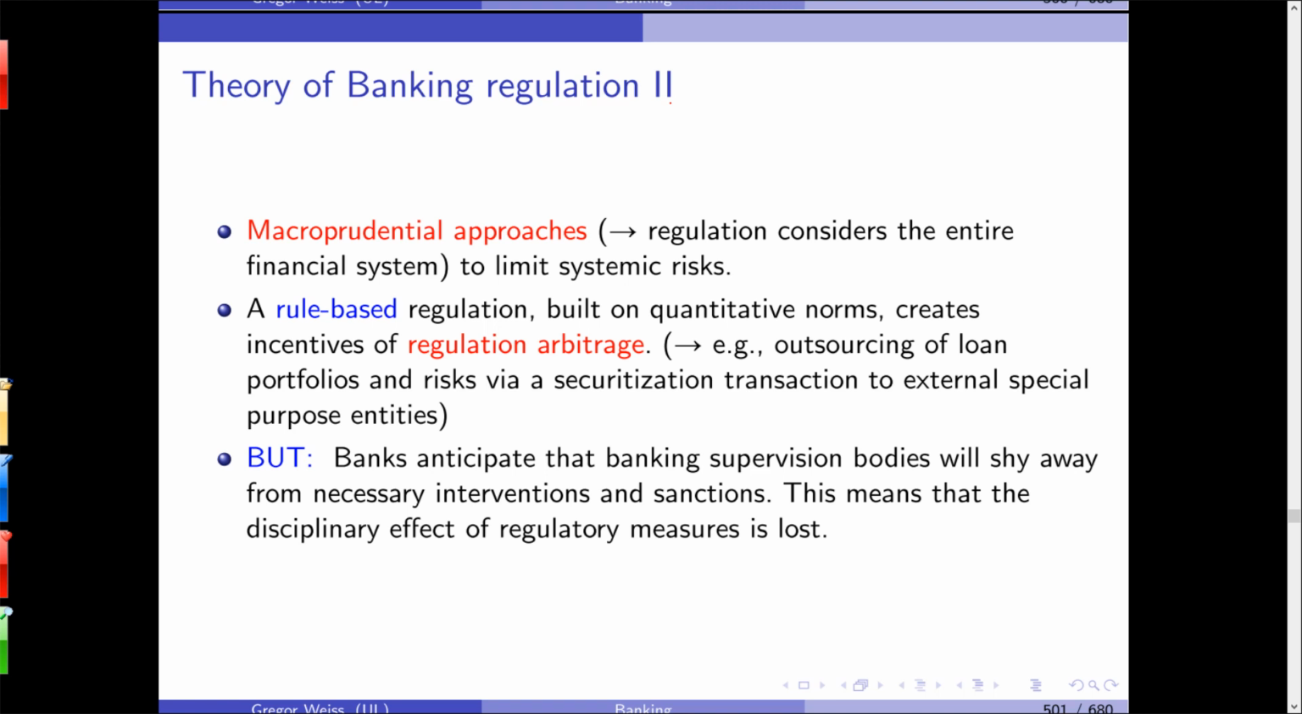Banks will try to circumvent regulation. Supervisors and regulators will react to this. They will close loopholes, and you can think of regulation as the outcome of a market process. You will have demand and supply for regulation, and there should be an optimum. So banks anticipate that banking supervision bodies will shy away from necessary interventions and sanctions. That means that the disciplinary effect of regulatory measures is sometimes lost.